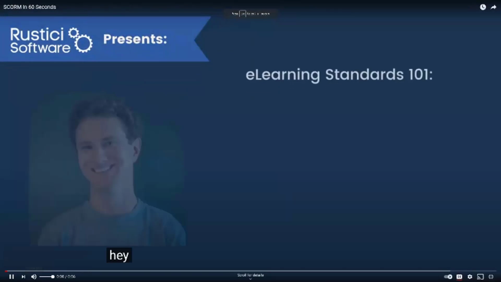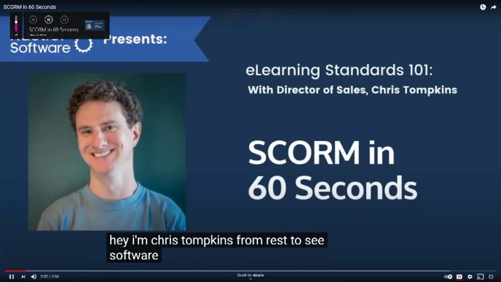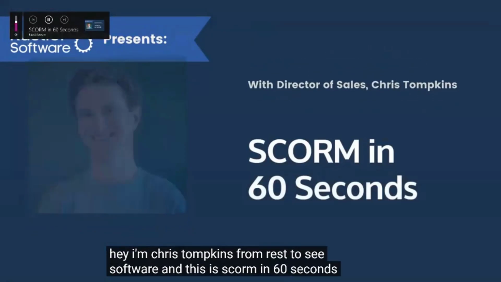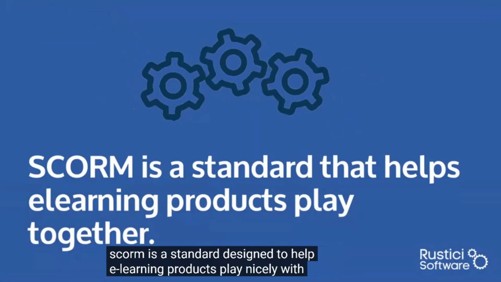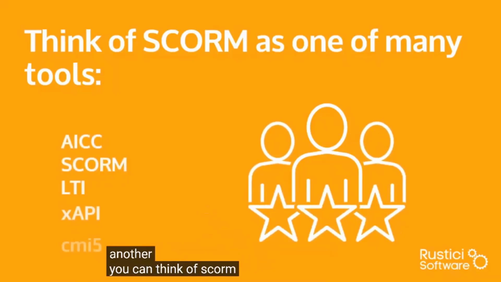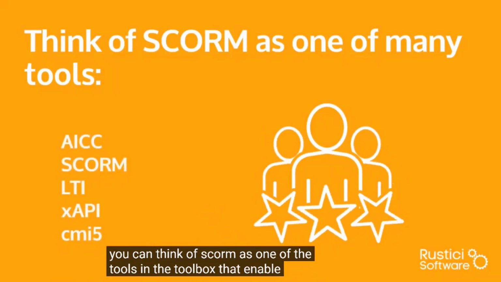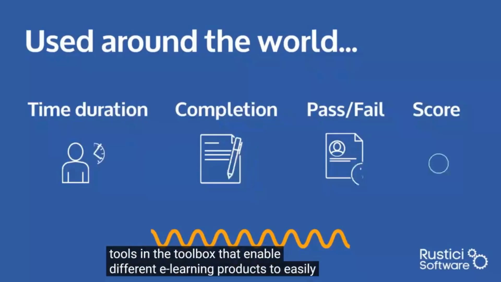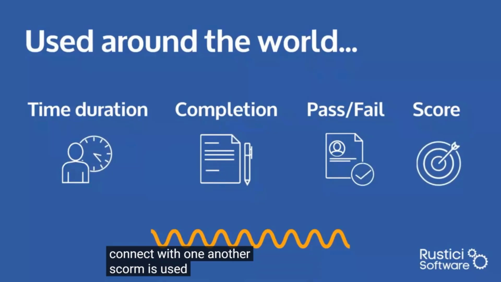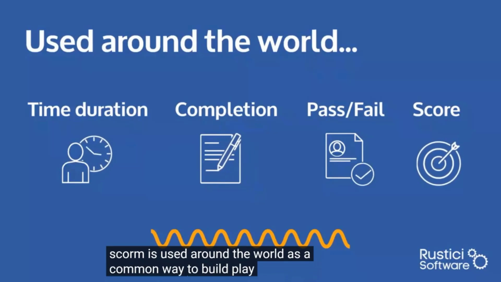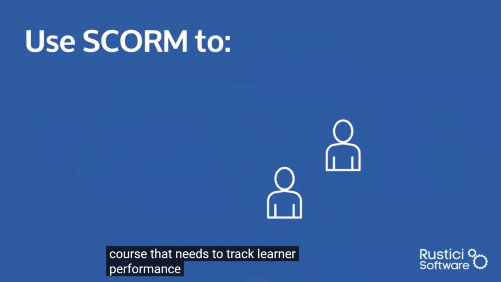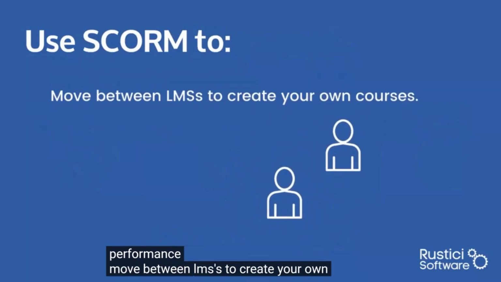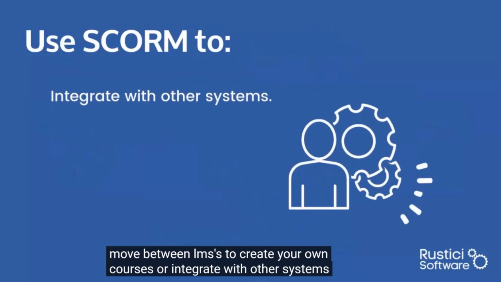Hey, I'm Chris Tompkins from Rustici Software, and this is SCORM in 60 seconds. SCORM is a standard designed to help e-learning products play nicely with one another. You can think of SCORM as one of the tools in the toolbox that enable different e-learning products to easily connect with one another. SCORM is used around the world as a common way to build, play, and track a learner's interactions with a course. You should use SCORM if you have a course that needs to track learner performance, move between LMSs, create your own courses, or integrate with other systems.